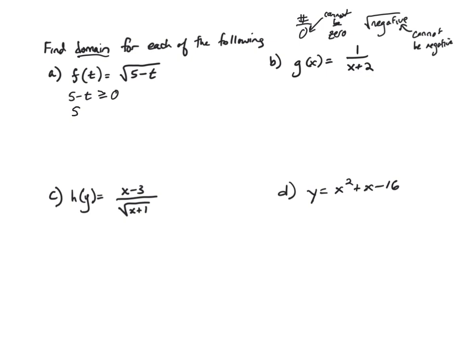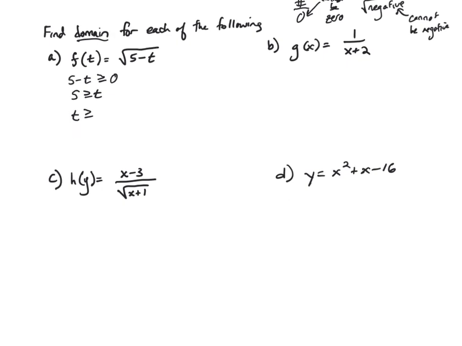And if we, for example, add t to both sides of this, we get 5 is greater than or equal to t. In other words, t has to be less than or equal to 5. So as long as we have t values that are less than or equal to 5, when we take the square root of 5 minus t, we're taking the square root of a positive number or of a 0.